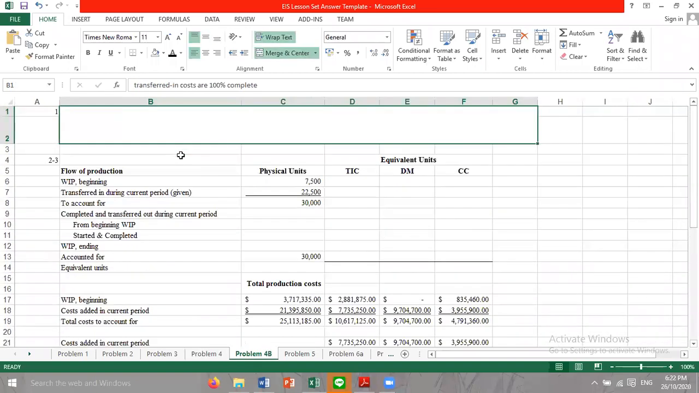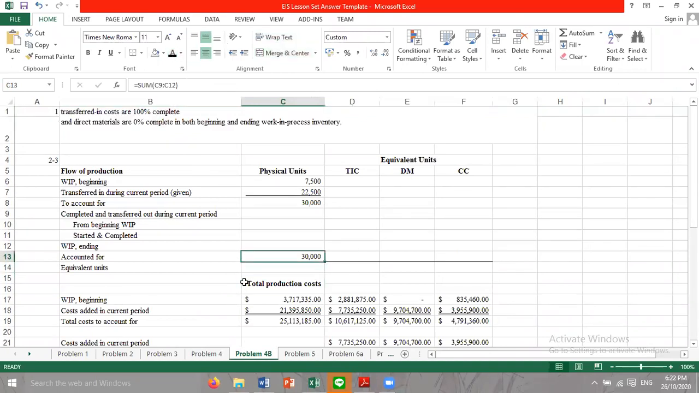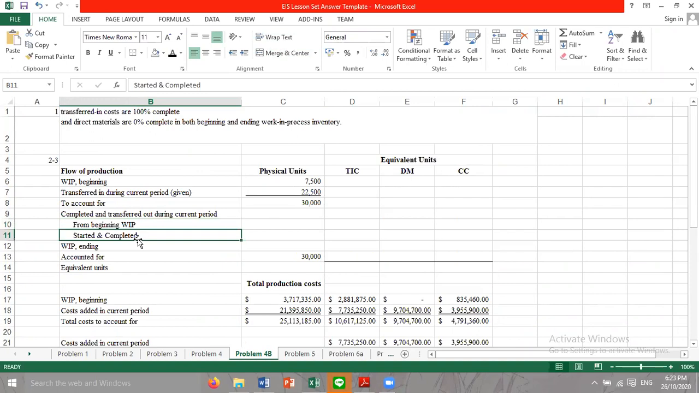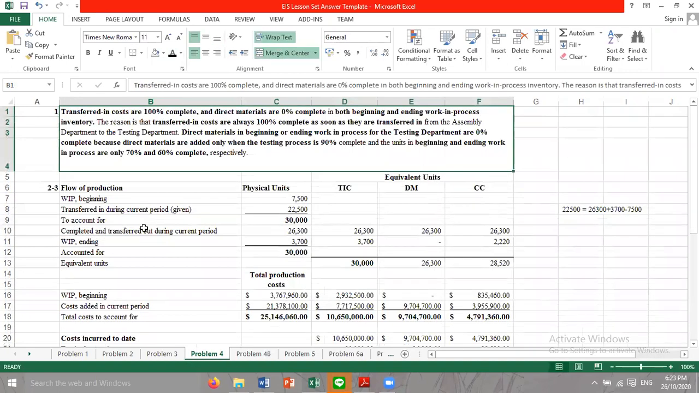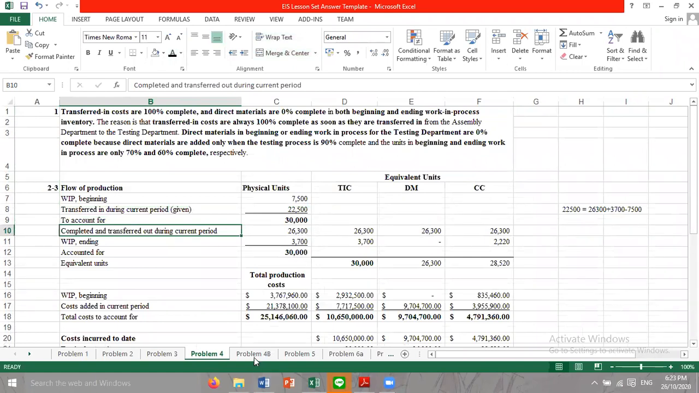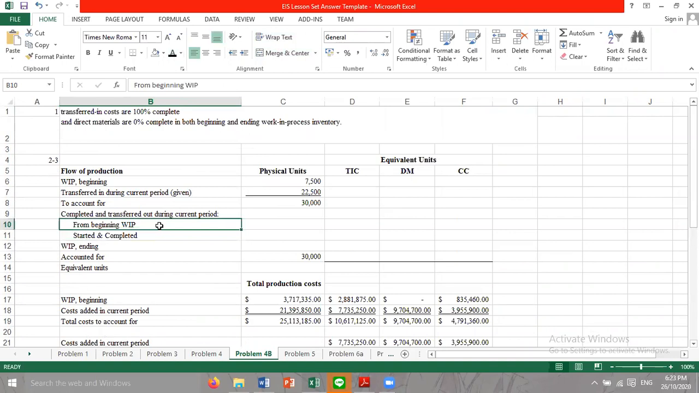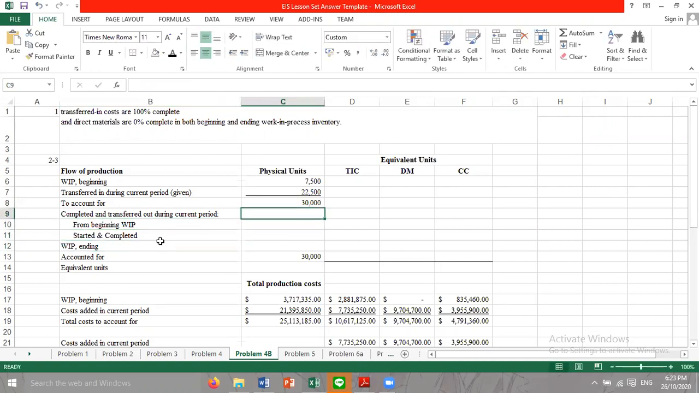All right, so this is the same question. The difference between the FIFO method and the weighted average method is that FIFO differentiates beginning WIP, or beginning work in process inventory, from the units that are started and completed in the current period. In weighted average, they're all clumped together, right? But in FIFO, we differentiate them. Why? Because we assume beginning work in process will always come out first, as in first in, first out, right? So we differentiate them.